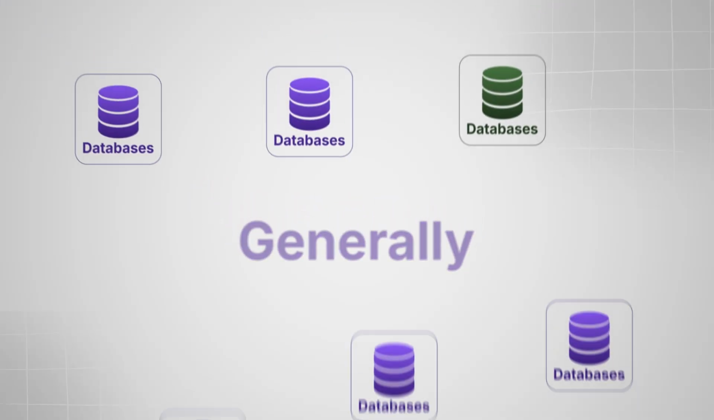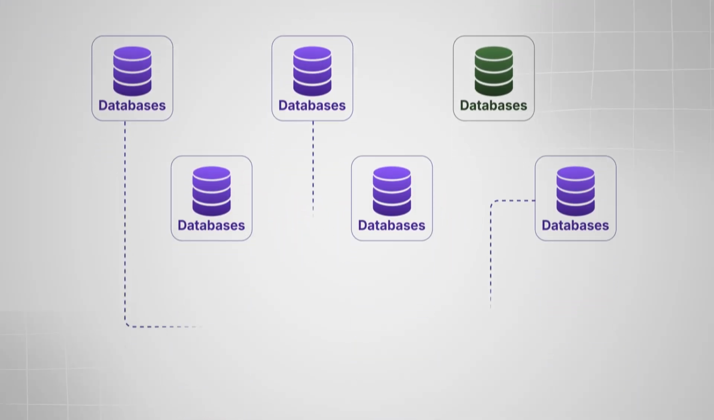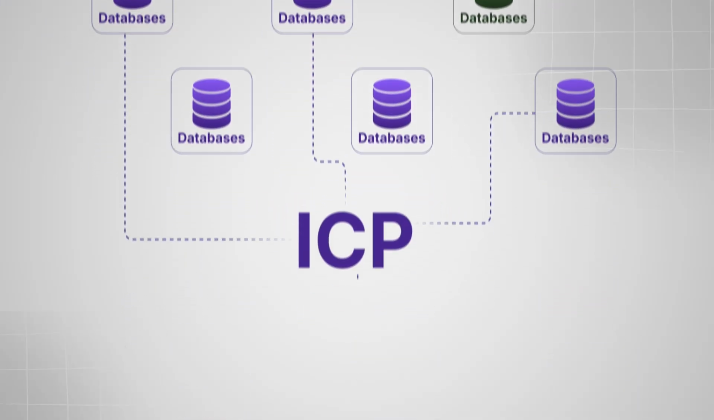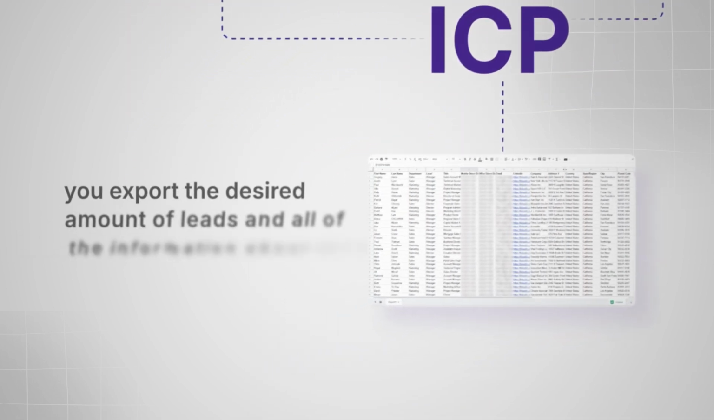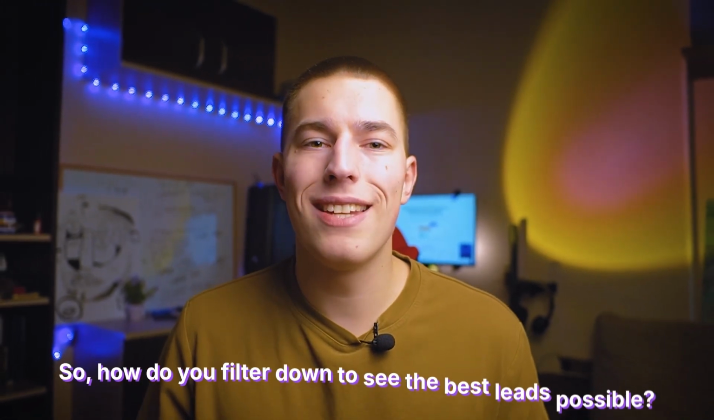Generally, most lead databases work the same. You select certain filters based on your ICP, you get presented sample data, and if it's good, you export the desired amount of leads and all of the information about them. So how do you filter down to see the best leads possible? Well, that's why we did the ideal customer profile setup before we started lead generation. We'll use information we created during the ICP setup to quickly and easily adjust filters in any lead database to find the highest quality leads.